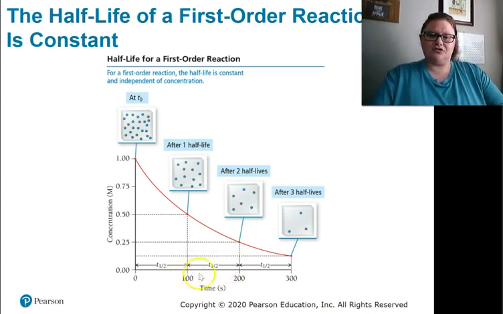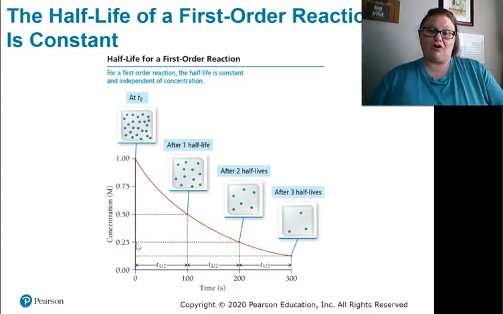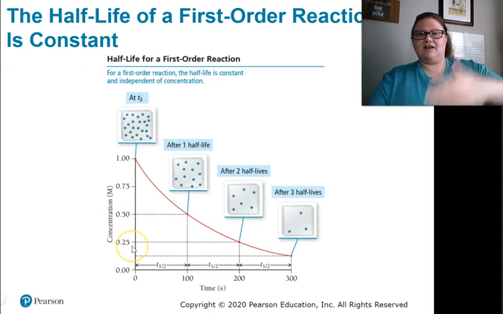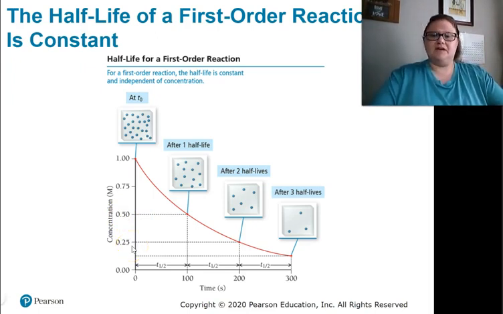So we have another 100 seconds go by. Where are we at here? We follow our line over to concentration. We're at 0.25, or a quarter of our original concentration. So we've halved from 0.50, now we're at 0.25, okay?